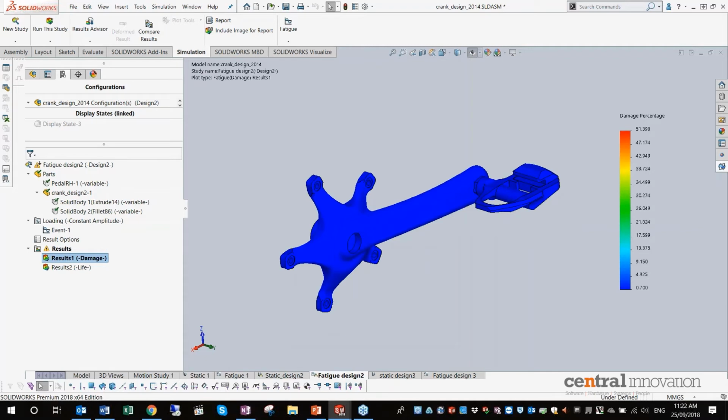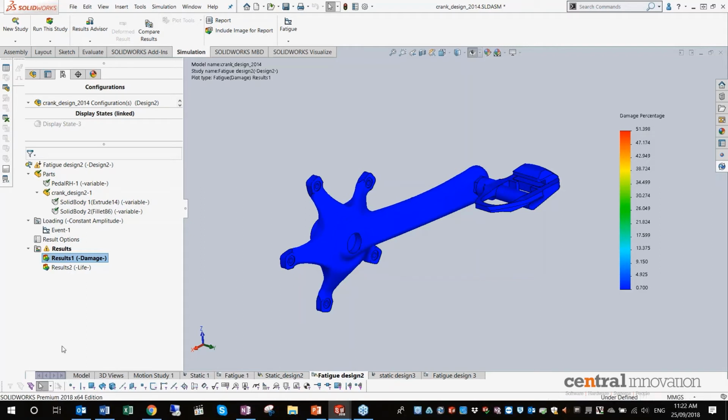If I have a look at the damage result, I can see the maximum damage is 51.3%, which is great. It's not reaching the 100%. So the fatigue is not happening in this part after 7 million cycles. What happens after 7 million cycles? After 7 million cycles, 51% of the life of this component has been consumed. So I can conclude that this part almost goes for 13 million cycles.